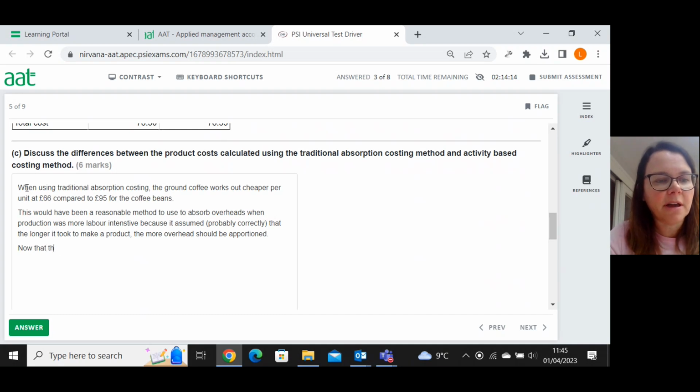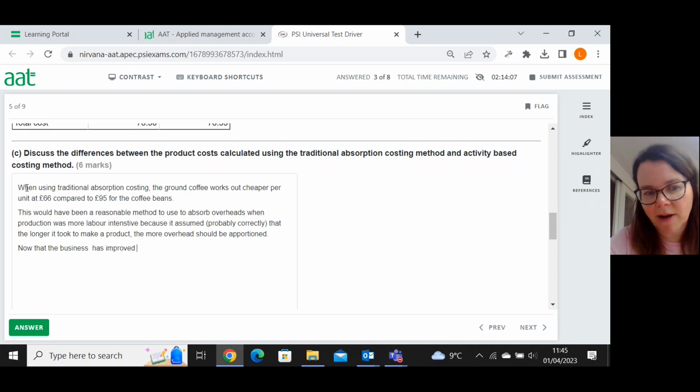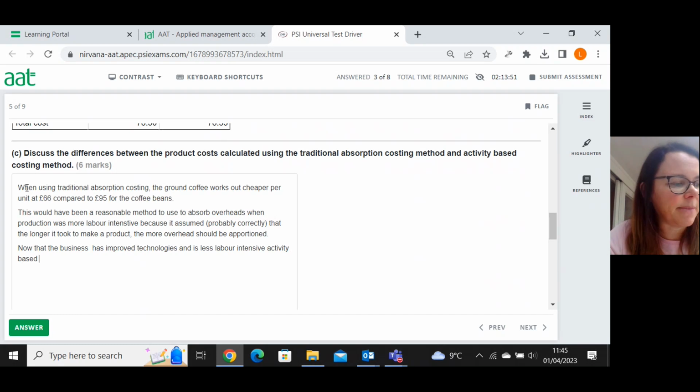Next paragraph. By the way, in the exam, as long as they can understand what you've typed, they don't worry too much about spelling, punctuation and grammar. Obviously, it can't be illegible. So now that the business has improved technologies and is less labour intensive, activity-based costing, and if I put ABC there in brackets, I can use that abbreviation moving forward. Activity-based costing is likely to be beneficial.